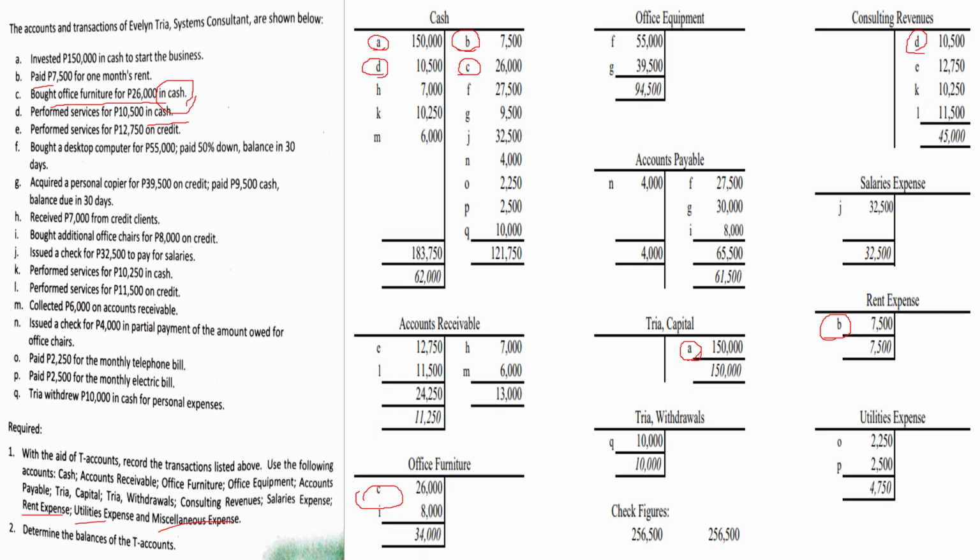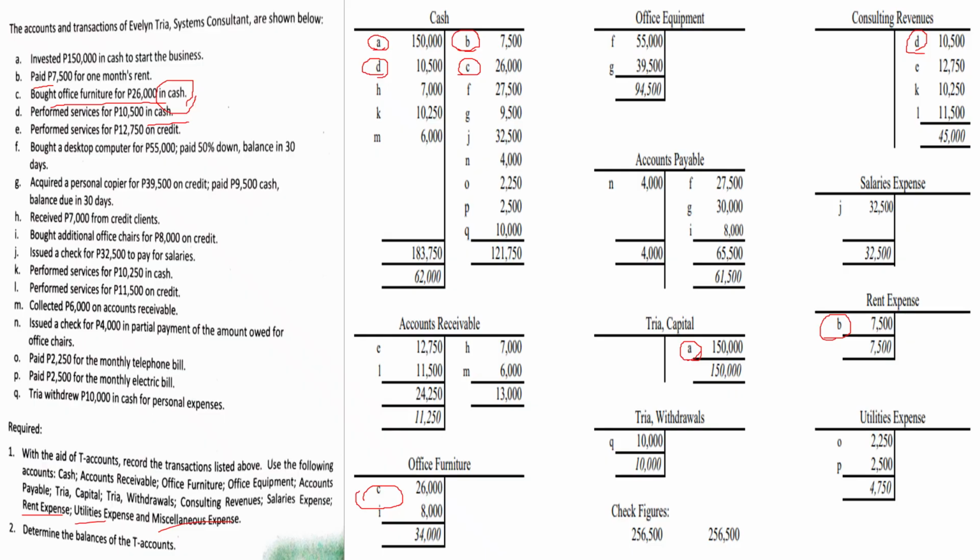So as you have observed, for every debit, there's always a corresponding credit. It's always debit and credit. It's not pure debit or pure credit. Okay? Now let's proceed to letter E.